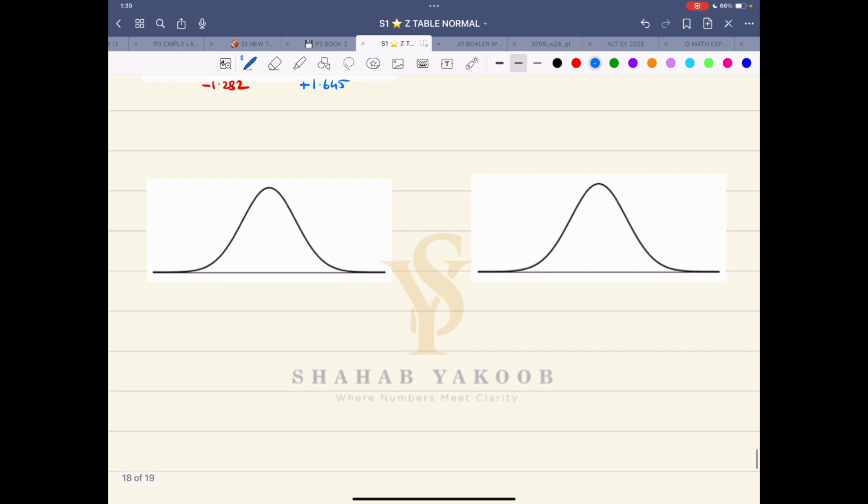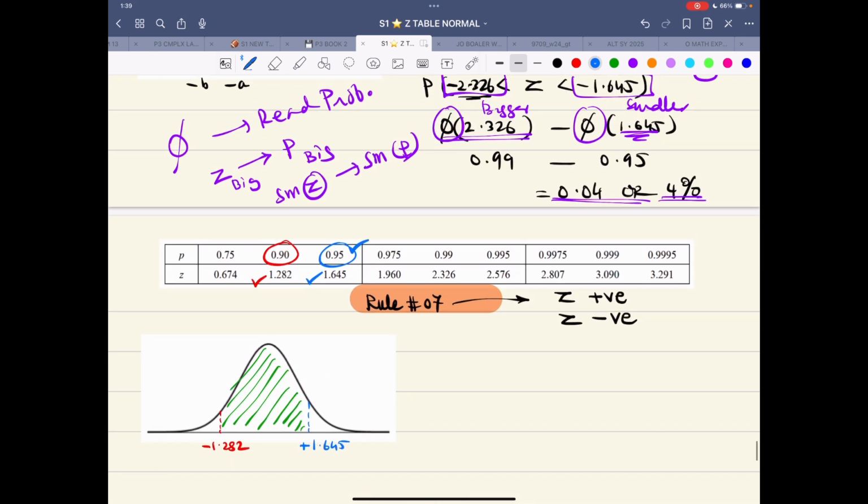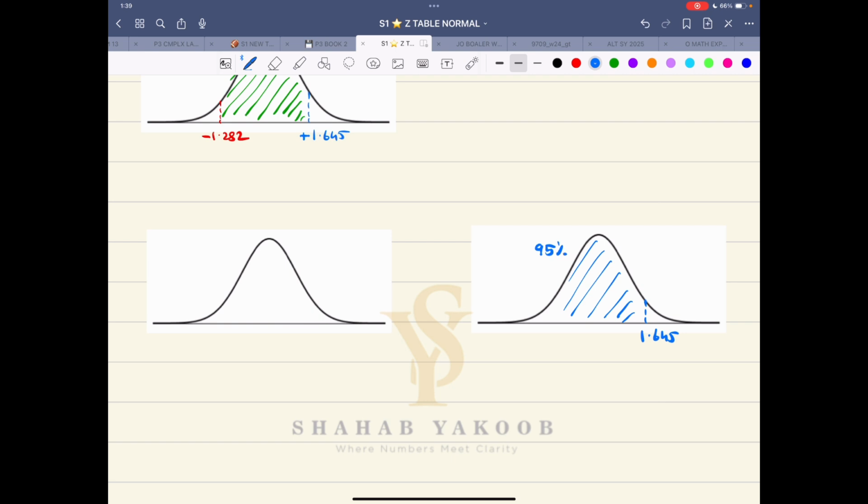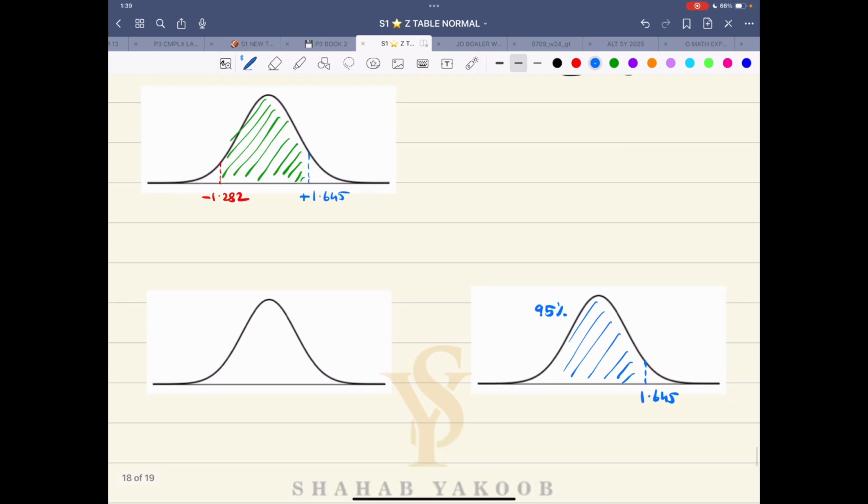So if I focus on the blue one, that is 1.645, and left of this blue thing is how much? That is 95%. So this thing is 95%. Now, negative 1.282: if it's right over here, this area is the same thing as left of 1.282, which is 90%. So therefore, this is 90%. Therefore, how much is this orange area? This orange area is 10%.